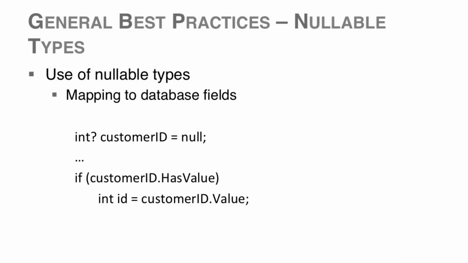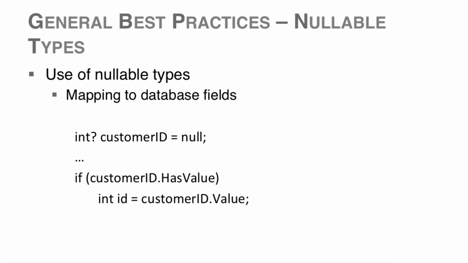Nullable types are a handy thing, particularly in mapping to database fields. And I'm not sure enough people actually are aware of them or know how to use them. So I thought I'd put that in here. So in this example, we have a nullable integer, as denoted by that question mark after the int type. You can also use a nullable keyword as well.